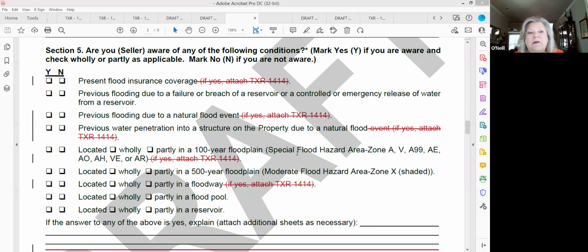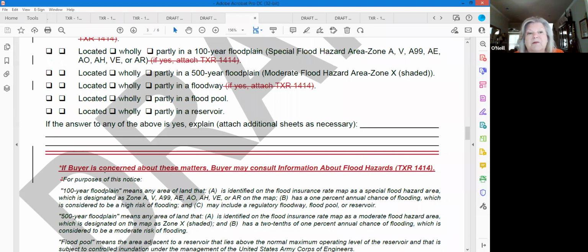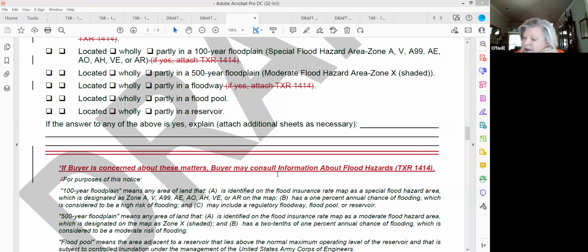So what we did on the bottom of the form is we said, if buyer is concerned about these matters, buyer may consult information about flood hazards, Texas Realtors 1414. It's amazing how many people call me that are from your office when we're doing our session.